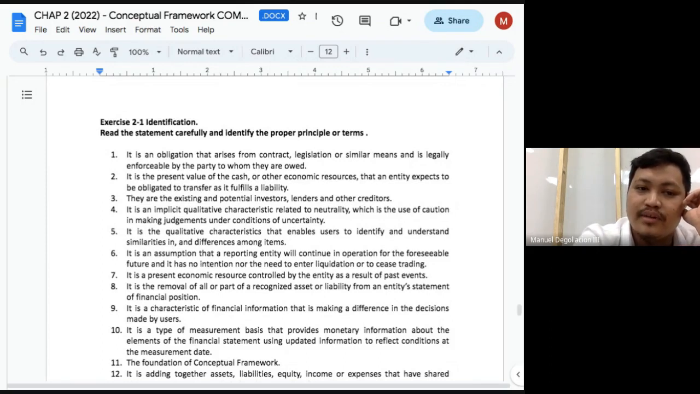Now, number seven, it is a present economic resource controlled by the entity as a result of past events. Number seven describes an asset. Number eight, it is the removal of all or part of a recognized asset or liability from an entity statement of financial position. Number eight describes the process of derecognition.